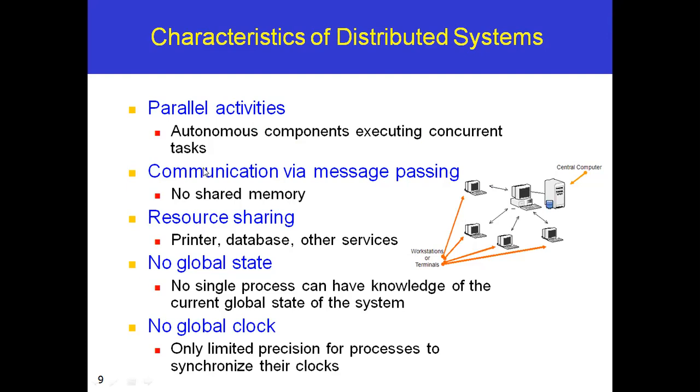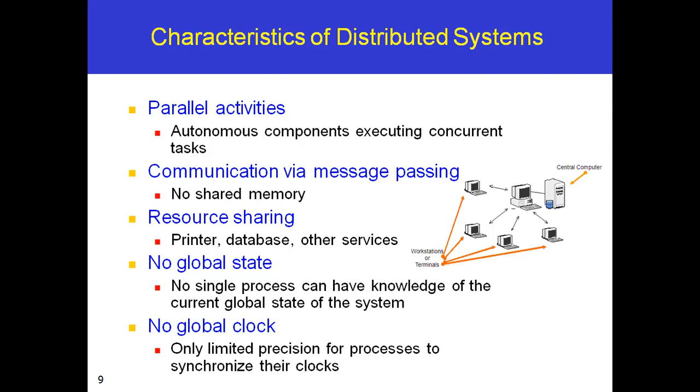Next, the second characteristic is communication via message passing. I already told you there is no shared memory among the systems. What they do is share messages. They share messages to coordinate with one another. The distributed computers share messages with one another for coordination. There is no shared memory.